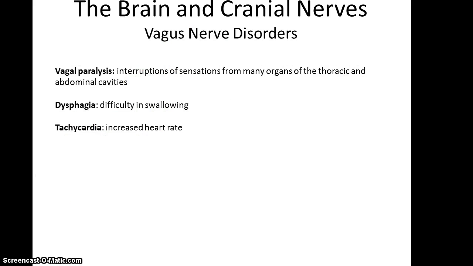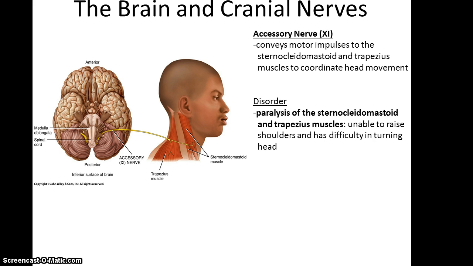And if you have damage to the vagus nerve, you may get vagal paralysis, which means you have trouble getting the sensations of your organs in the thoracic and abdominal cavities. So, for instance, you may never be able to tell if you're hungry or not. Dysphagia, difficulty swallowing, tachycardia, increased heart rate, that sort of thing.